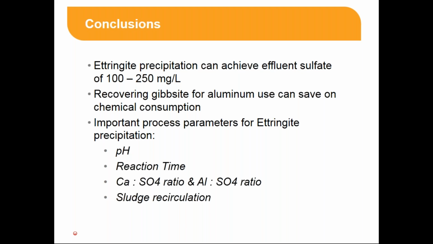As I said, if you run at a pH of 11, you will not be able to reduce your sulfates to less than 1000 milligrams per liter. If you increase your pH to 11.5, you should be able to reduce your sulfates to around 500 to 200 milligrams per liter. If you go all the way up to 11.8 to 12 pH, you should be able to reduce your sulfates down to 100 milligrams per liter.